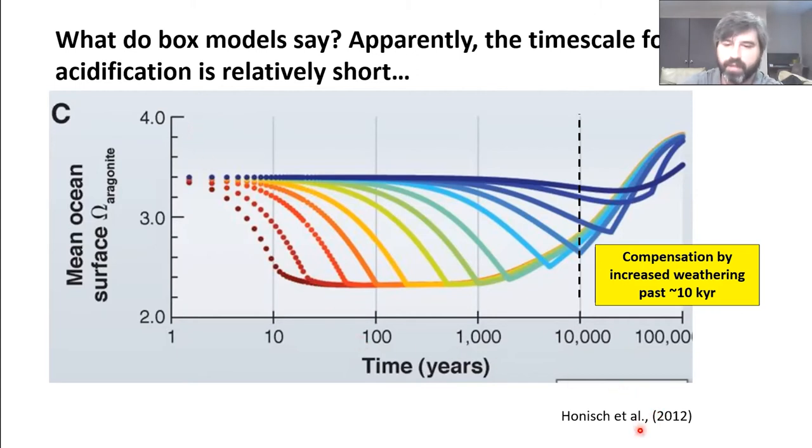So this is from a paper in 2012. It's a series of box model outputs. The horizontal axis here is time. And I want to point out that this is a log scale. So this is 10 years, 100 years. So this is about the human time scales that are usually considered in climate change research. And then once we get up to here, 10,000, 100,000 years, a million years, which is very relevant for stratigraphic research, is going to be off this plot. But there's kind of this issue of time scale.